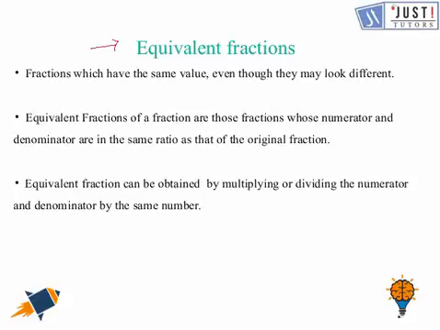So equivalent fractions of a fraction are those fractions whose numerator and denominator are in the same ratio. That means we can find the equivalent fractions by multiplying or dividing the numerator and the denominator by the same number. If the numbers are different, for example, say it is 1/2 here, but we times the numerator by 2 and the denominator by 3, we get a new fraction, 2/6, which is not an equivalent fraction of 1/2. Why? Because they both are not the same number.